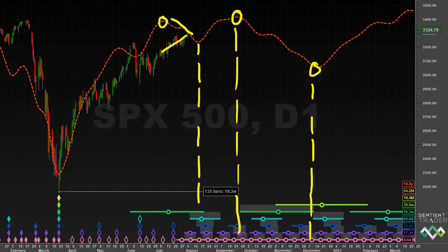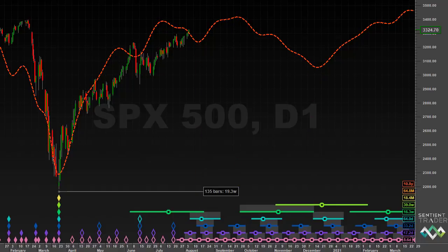I'd be very interested to hear what you think has happened to the 20-week cycle trough. Has it formed? Are we still expecting price to move down into it?